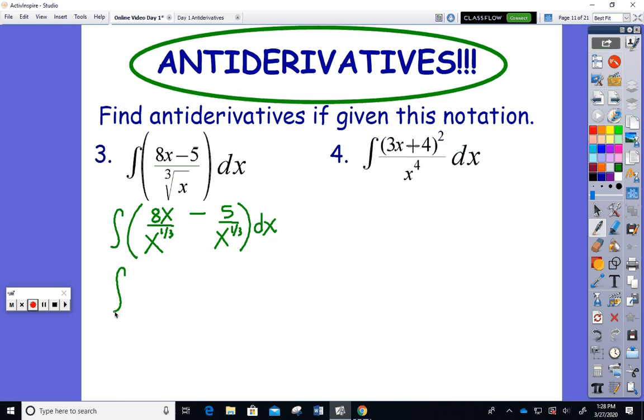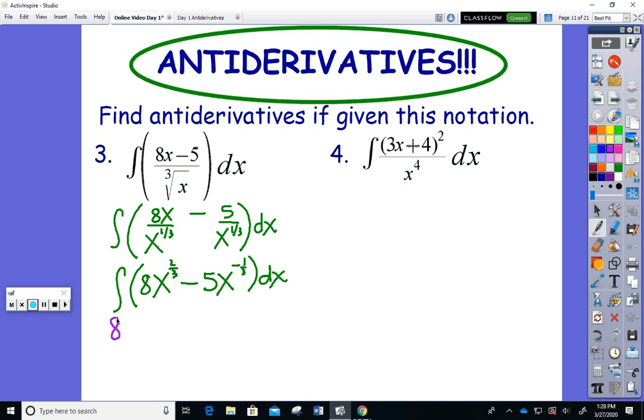So on the first one, that's going to be 8, and then I'm going to have to say x to the first minus 1/3 is x to the 2/3. And on the second one, I'm going to have x to the negative 1/3. Now I've written it in antiderivative ready form, so now I'm going to hit it with the antiderivative.